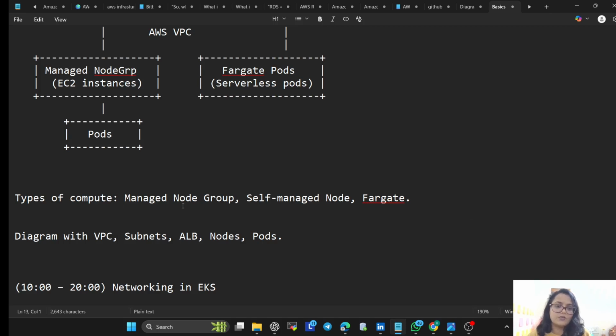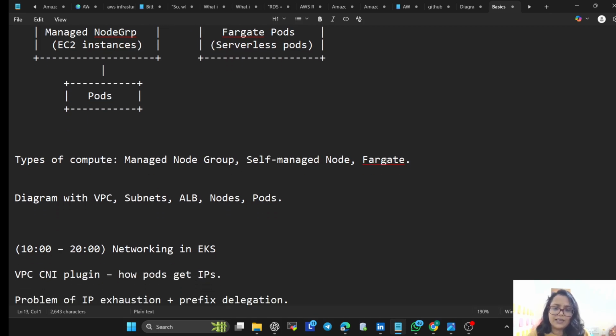First we will discuss what is managed node group. Managed node group means AWS manages the lifecycle, that is updates and running health checks. Self-managed means you have to manage things like EC2, AMI, scaling. And Fargate is serverless, where servers will not be there, no nodes, no pods, it directly runs. In our organization I use Fargate, but in my previous organization we used EC2 self-managed nodes.